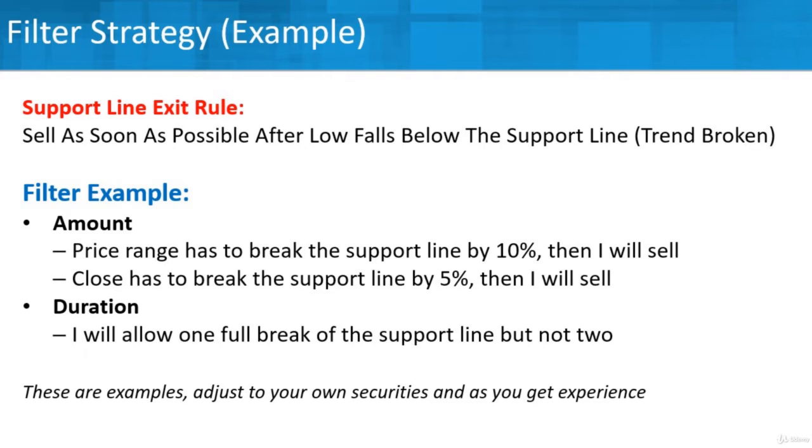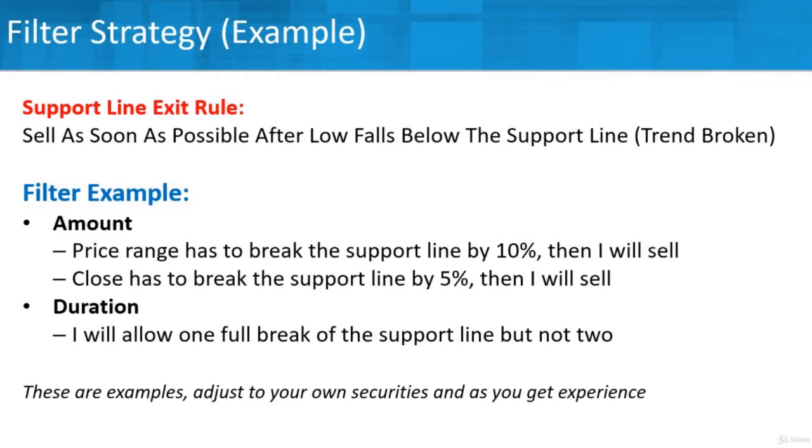So you're not selling exactly at that point. You're trying to give yourself a little bit more to see if it might be a false or temporary breakout. So ways you could do that is say, okay, I know the support line exit rule says I should sell as soon as it breaks that support line. But I'm going to have an amount type rule, and it might be something like, I'm going to say the price range has to break the support line by 10%, then I will sell. So it's not simply enough that it breaks it, it's got to do it significantly enough, by 10%.